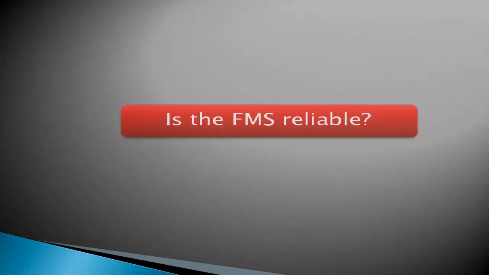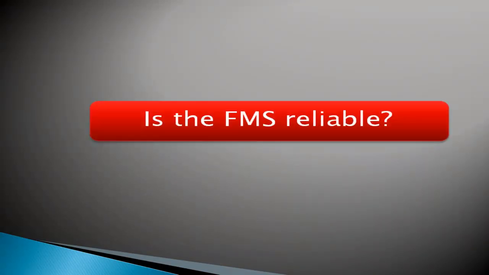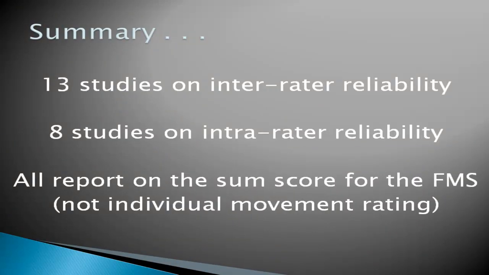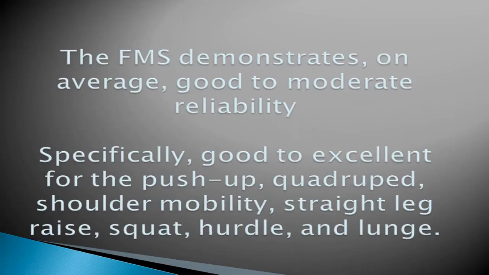First, is the FMS reliable? There are currently 13 studies on inter-rater reliability and 8 studies on intra-rater reliability. All report on the sum score for the FMS, not individual movement ratings. The FMS demonstrates on average good to moderate reliability. Specifically, good to excellent reliability was found for the push-up, quadruped, shoulder mobility, straight leg raise, squat, hurdle, and lunge.